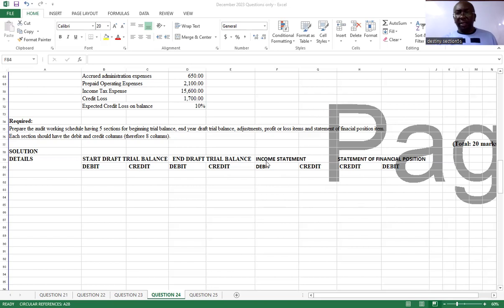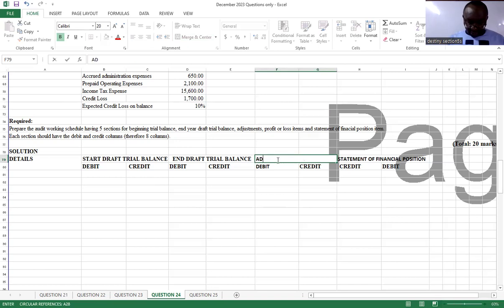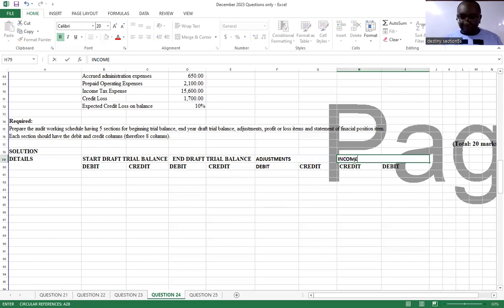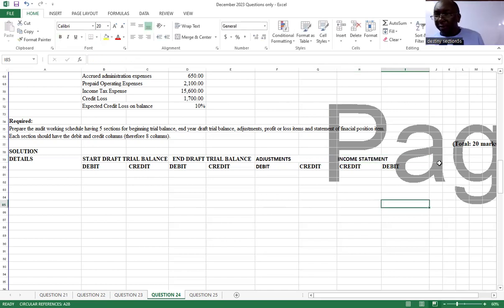Oh, there is one that I have not done. Okay. So this one is supposed to be for adjustments. Adjustments. Okay, so that this one now will be my income statement. Let's make that change. Statement. Then that means I have to come here and merge these two.